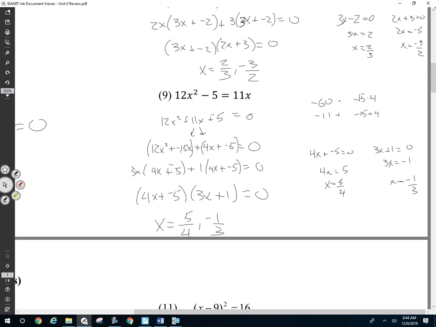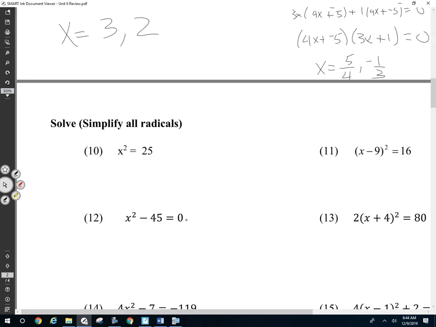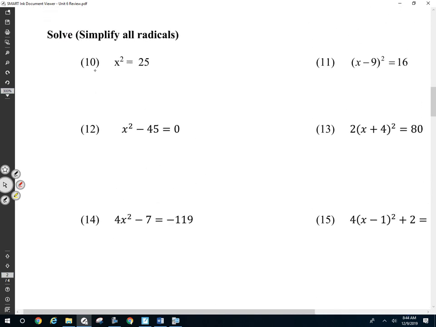You can confirm that using graphing. Okay. All right, so that's factoring. Now we have situations where if I have just x squareds and numbers, I could square root.